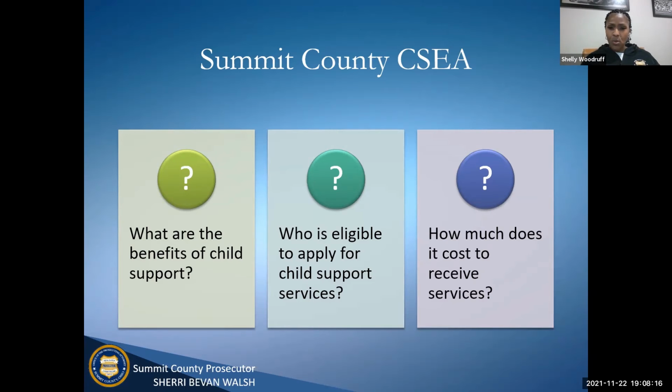Who is eligible to apply for child support services? Anyone that is a parent or a grandparent that has legal custody is allowed to apply and is eligible for child support. A dad that thinks he's the dad and is not sure can request our services, and we will legally establish paternity by DNA testing, and that's free of charge. How much does it cost to receive services? I just answered that question. It's a totally free service.